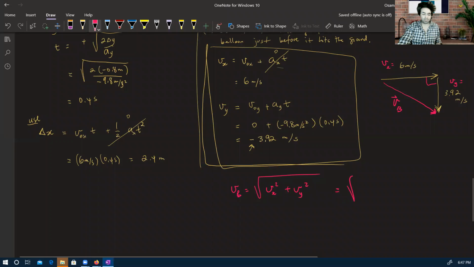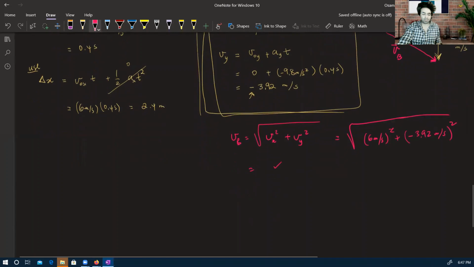So this would be the square root of 6 meters per second squared plus, now when I square the negative, it is going to give me the same as if I square the positive, right? So I could put this as positive or negative in here. It really doesn't matter. It should give me the same answer. So I can figure out how big that is for the velocity.